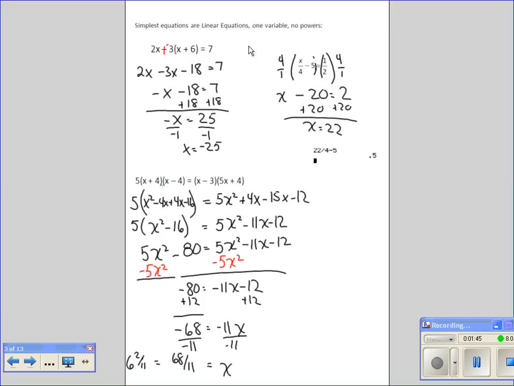The simplest equations to solve are linear equations. There's one variable, and no powers. So for the example, 2x subtract 3 times x plus 6 equals 7, to solve, you can think of this as being 2x plus negative 3 and distributing the negative 3 through the parentheses. 2x subtract 3x subtract 18 is 7. Combine like terms, isolate the variable, and we get our solution.